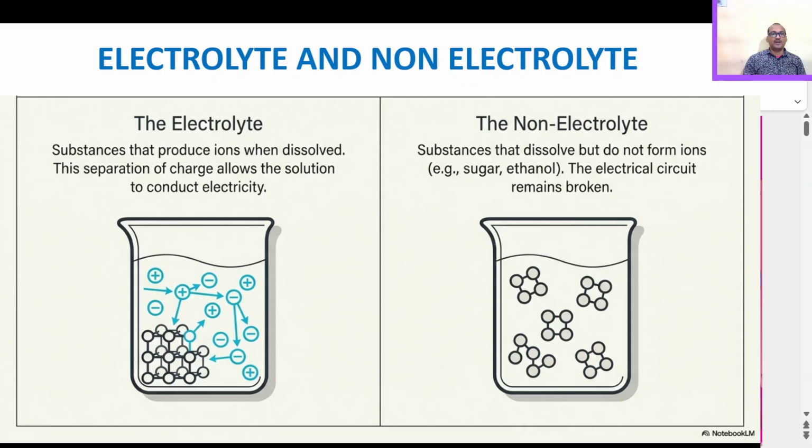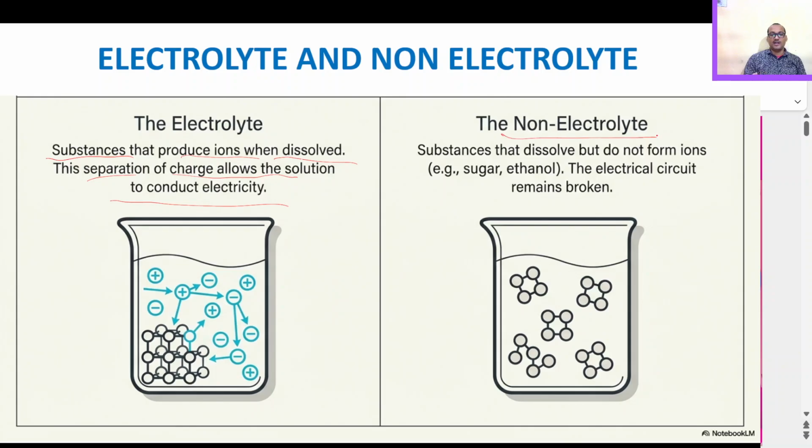So let's define what an electrolyte is. An electrolyte is a substance that produces ions when dissolved in a solvent. It may be water or any molten liquid. When these ions are produced, the separation of charge takes place in the solution, and that helps to conduct electricity.